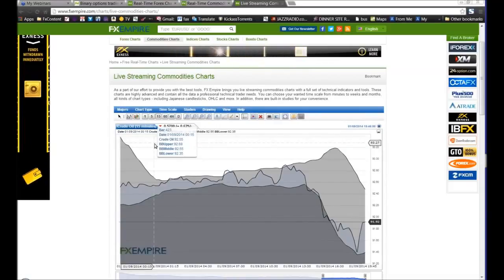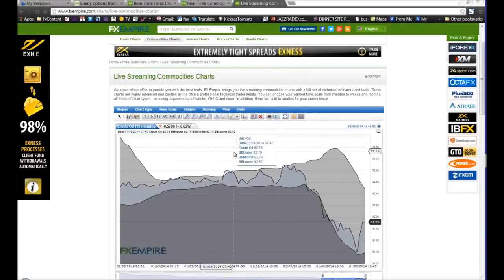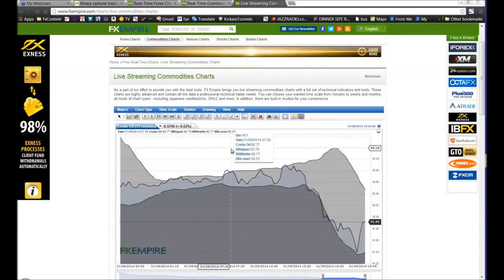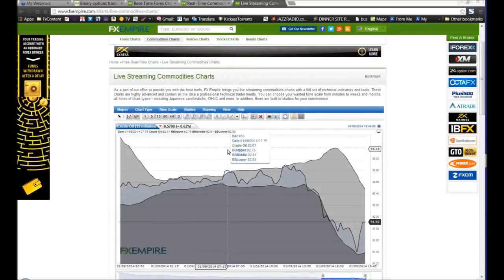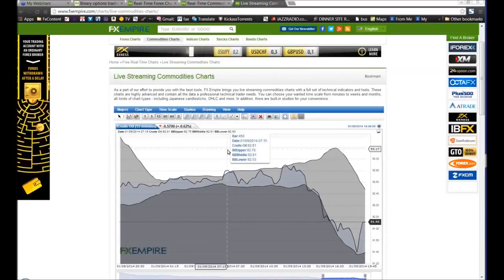Don't waste your money. Trade them on paper until you have it down pat. Once you have it down pat, you will see them and you'll feel them. You'll know that they are clear-cut signals to enter the market.